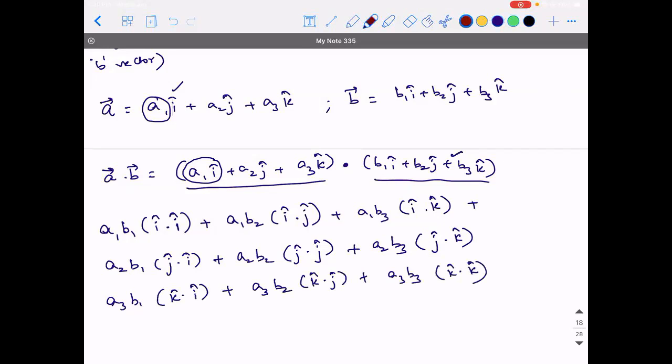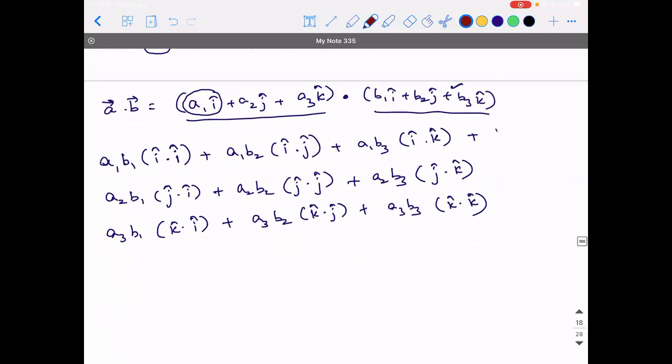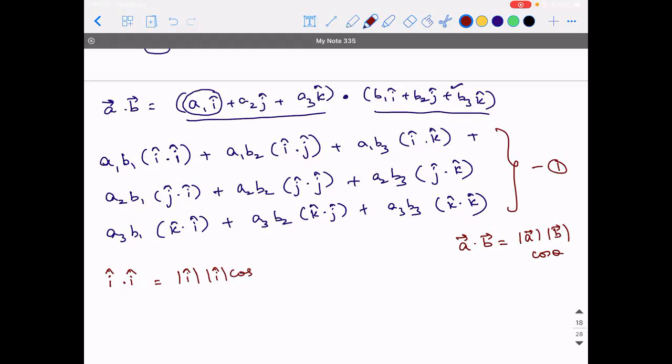Okay, now listen to this carefully. This whole thing I'll call it 1. Now I'm going to check what is I cap dot I cap. I cap is an orthogonal vector and the other I cap is obviously an orthogonal vector. So what does A vector dot B vector tell us mathematically? Magnitude of A vector into magnitude of B vector into cos theta, correct? Theta is the angle between those two. So can I write it as magnitude of I cap into magnitude of I cap into cos of the angle between I cap and I cap.